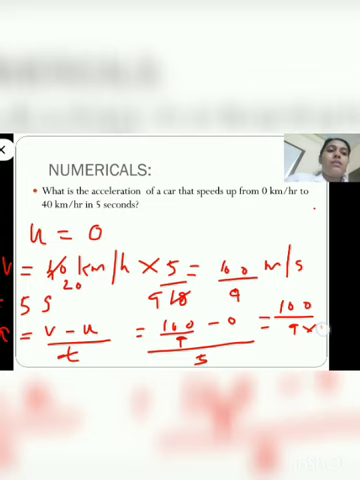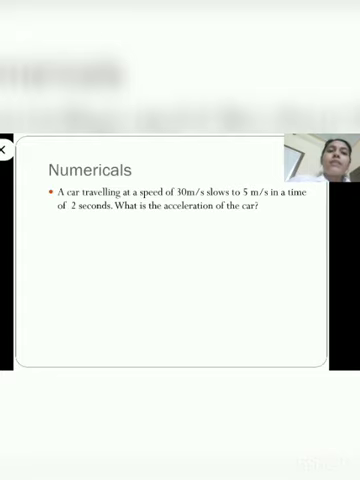That means 9 and 5 will be in the denominator part. So you will get 100 by 45, and this is the magnitude. What is the unit of acceleration? Meter per second square. So what is the acceleration here? 100 by 45 meter per second square. And if you want, you can find the decimal value corresponding to this fraction, 100 by 45. Let's move on to the next question.